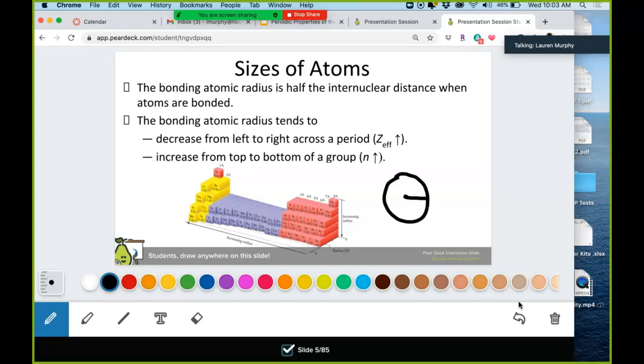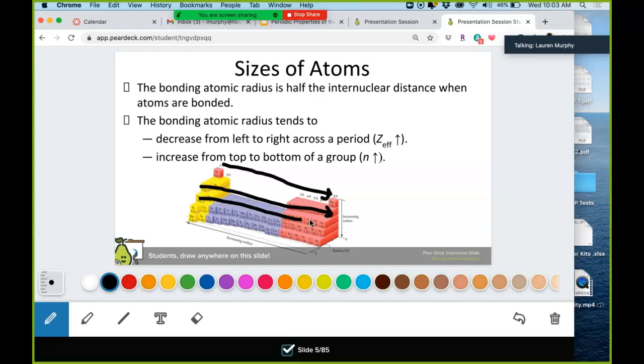Now, as you go from left to right on the periodic table, the radius across a period gets smaller and smaller and smaller. We're going to try to understand why. Now, this is in general. And then as you go down a group or a family, the radius actually gets bigger and bigger and bigger. And again, we're going to talk about why.